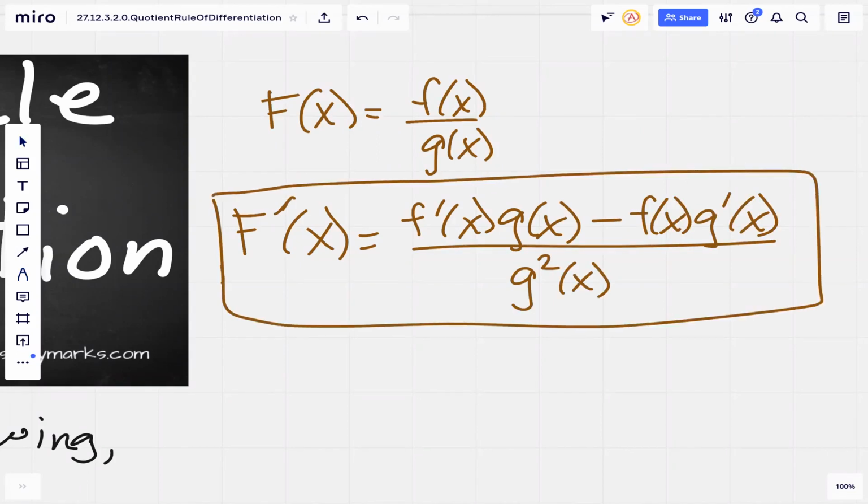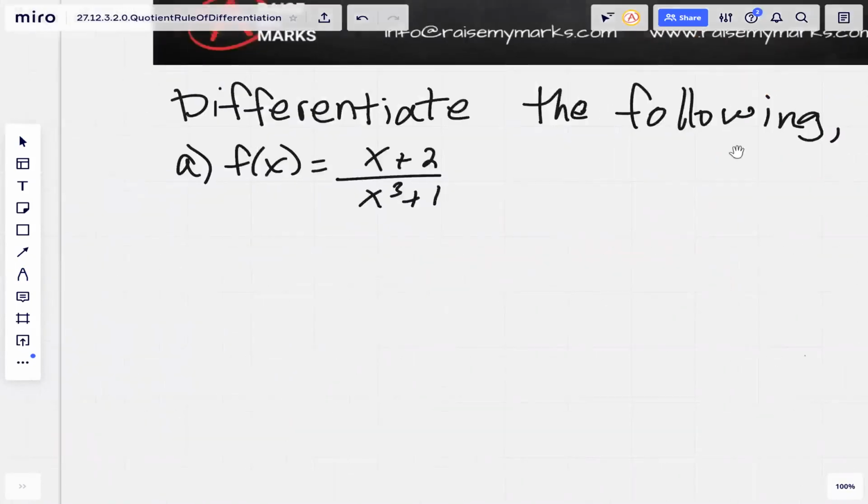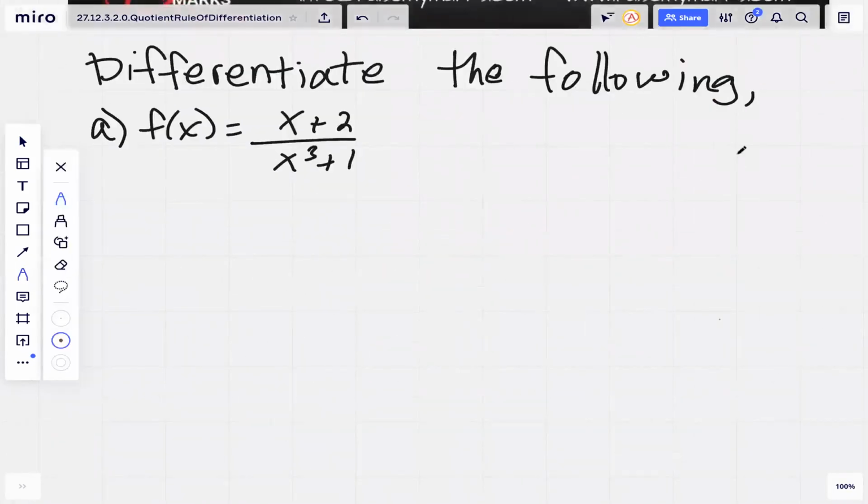So let's go back over to our exercise. We're asked to differentiate the following. Big surprise. Okay, so let's do it. Again, I've noticed all my exercises start with little f of x. That's fine. Why don't we call this g of x over h of x?